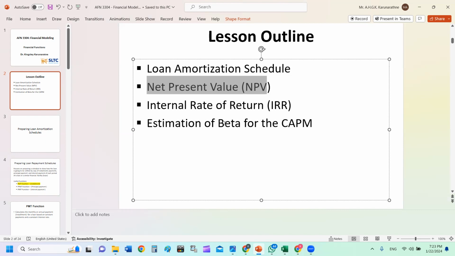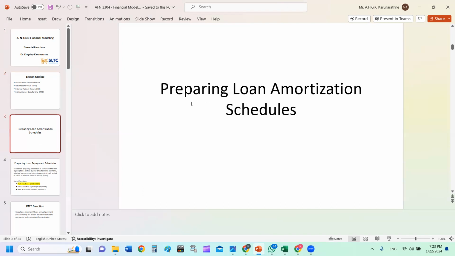Okay, then beta factor again, it is a very, very important concept in financial management. We'll discuss how to estimate beta factor. Right. So these are the key areas we are going to discuss. And first, we'll see how to prepare loan amortization schedule, or we can say loan repayment schedule. Once you obtain a loan, how that loan is repaid over the period, right?